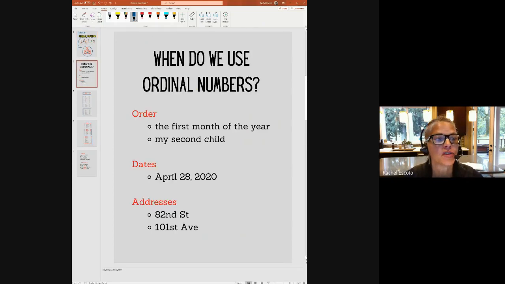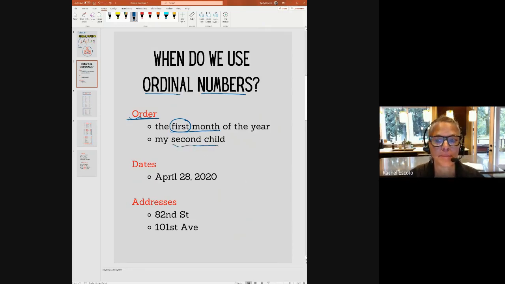When do we use ordinal numbers? Well, number one, we use them to tell order. For example, we can say the first month of the year is January. We don't say the 1 month of the year, the 2 month of the year. We say the first month of the year, the second month of the year, the third month of the year. So this is a special number that tells us order.